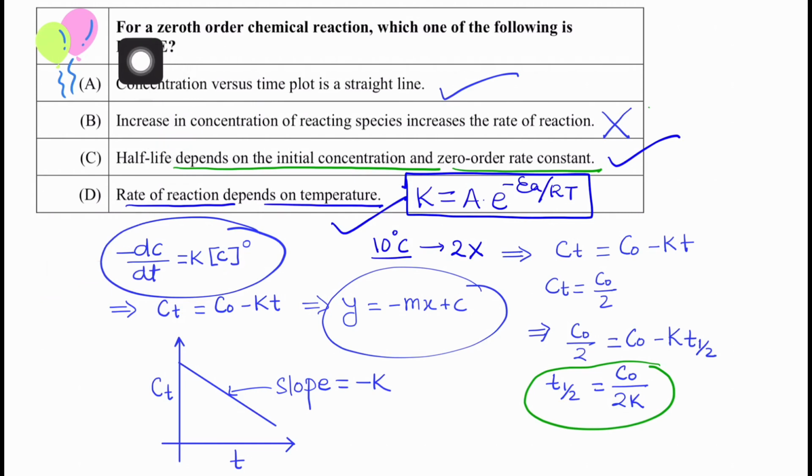Now we come to the question: for a zeroth order chemical reaction, which one is false? So the false statement is B. So that's the correct answer.